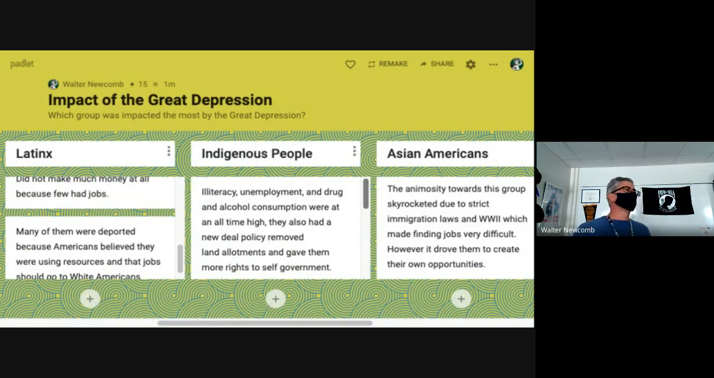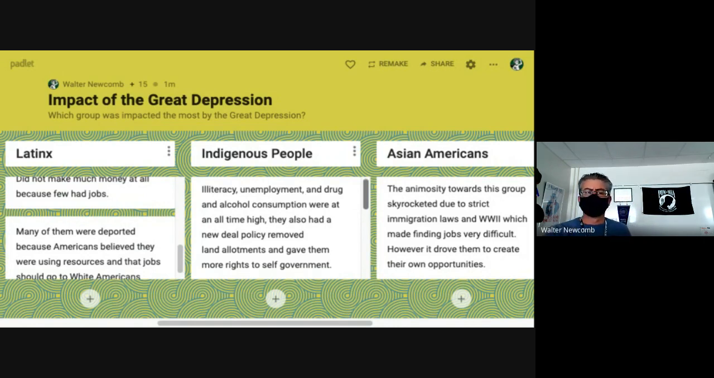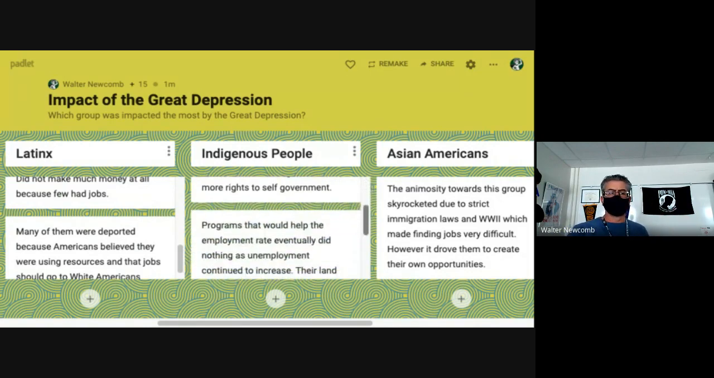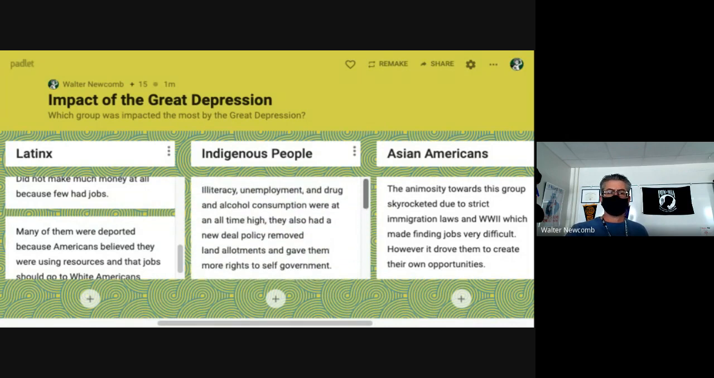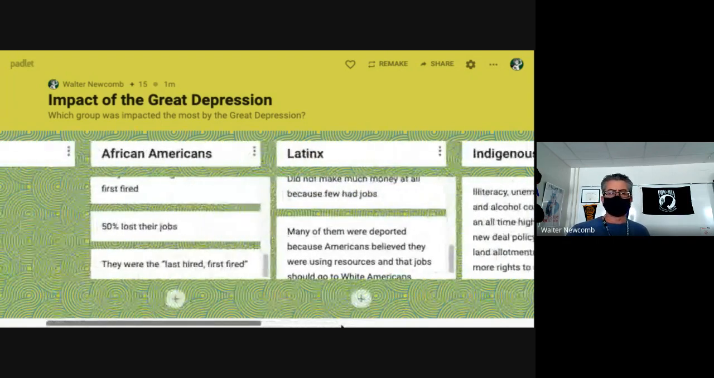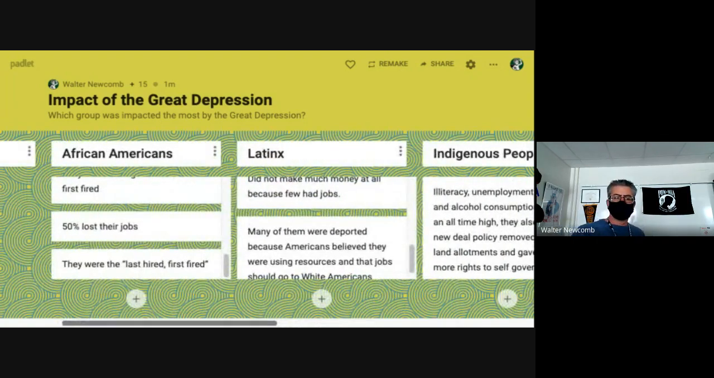In 1934, the Indian Reorganization Act is passed, which gives them a little bit more autonomy. But here we've got some problems that are very systemic and are plaguing them. So any of these groups are going to be greatly impacted by the Great Depression. I appreciate those who have put some thoughts down on it. Thank you for that.